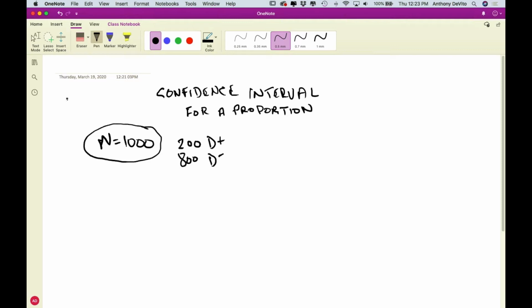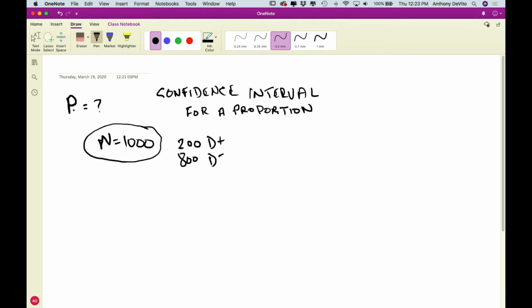Okay, so I'm going to call the population proportion P. P is never going to be known to us because in order to know what P is, the population proportion, we would have to sample every person in the population.